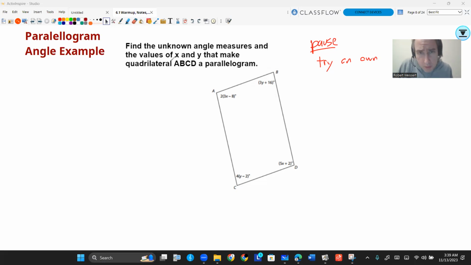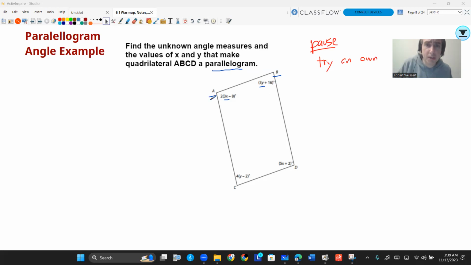All right, folks. Well, let's see. What do we have here? We have two sets of angles again. This is another parallelogram. So we want to find the values of x and y that make that a parallelogram. If I look at angle A and angle B, those are consecutive. They have different letters, different variables. So I can't really solve for x and y in that type of equation.